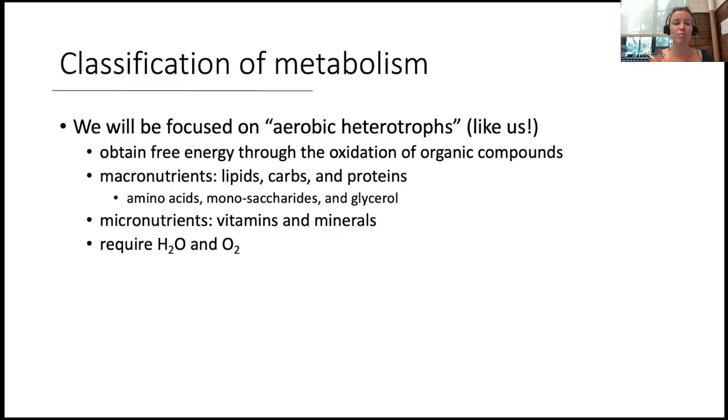We focus on aerobic heterotrophs. We focus on human metabolism, right? So we get free energy through the oxidation of organic compounds that we eat. Think sugar, think fat, think protein. Some of the other nutrients, vitamins and minerals that we need, you'll see popping up here and there as cofactors that are required for some of the reactions that we perform. Of course, we require water and oxygen, and we will see both of these come in as well at the very end of the metabolism we discussed together.